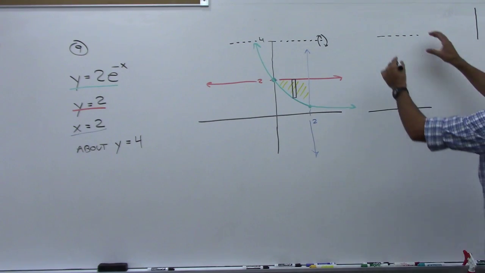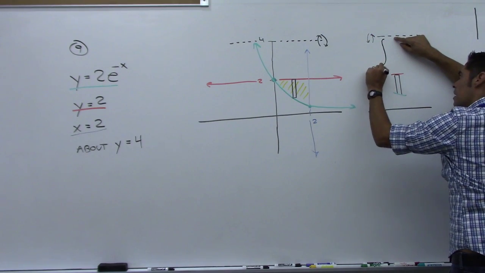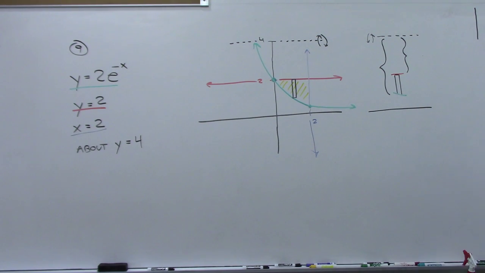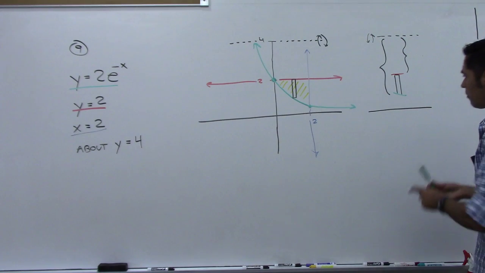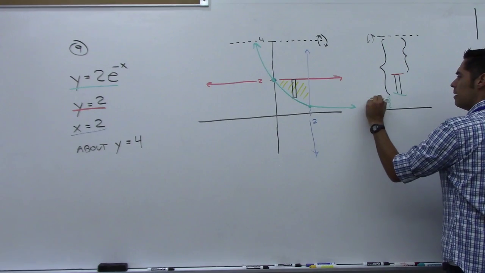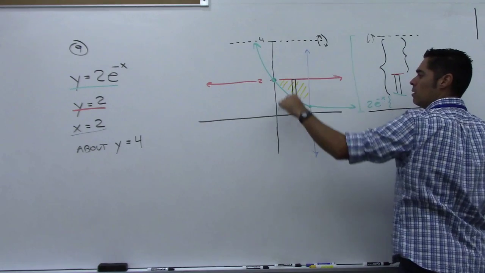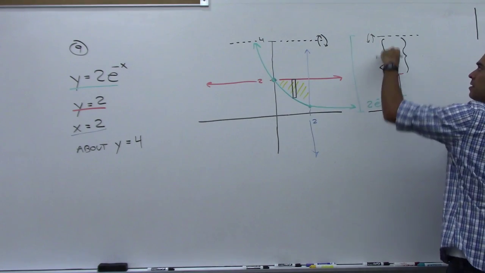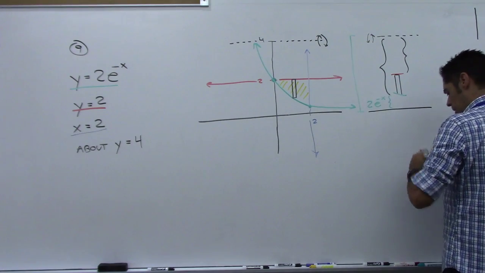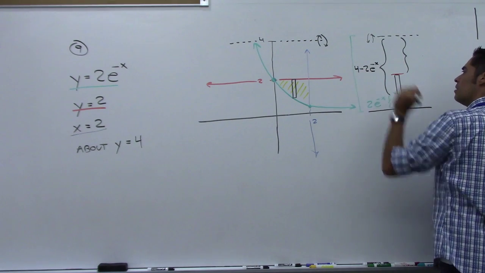So I'm standing on the axis of rotation, which is up here. I'm looking out, trying to find the outer radius, which is that, and the inner radius, which is this. Now, because the x-axis is here, I know that the distance from here to here is the 2e to the negative x. I know the distance the entire way is 4. So the distance from here to here will be the 4 take away the 2. So this will be 4 take away the 2e to the negative x.